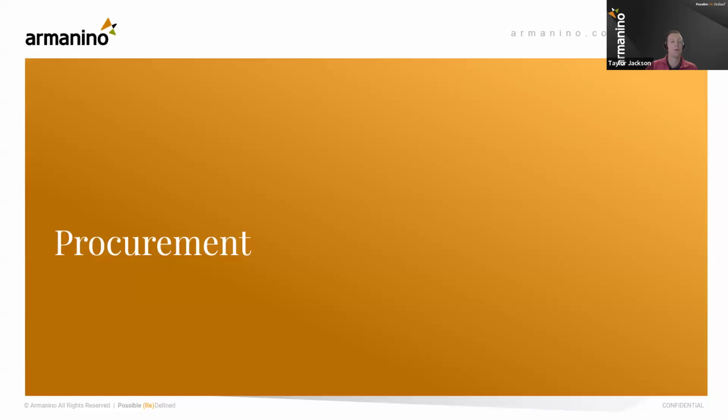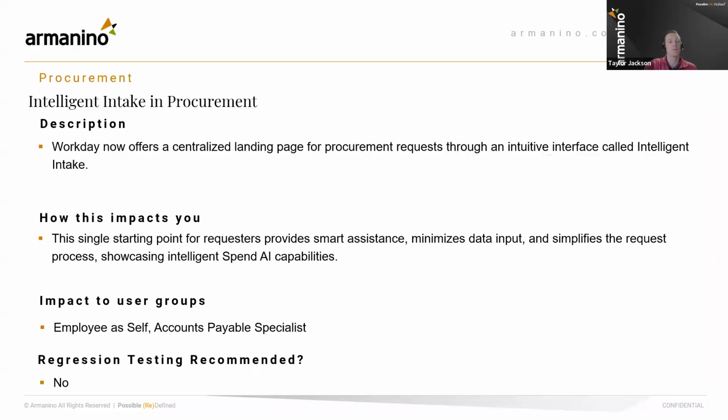All right. And then from a procurement lens, there of course are many more than just the few we're sharing with you today, but for sake of time, we wanted to hit on the most detailed ones here. For procurement, it's going to be that intelligent intake in procurement. This feature is really going to be available to all of your employees, so it has a greater impact, and it's really just giving you a new centralized landing page for procurement requests through an intuitive interface called the intelligent intake.